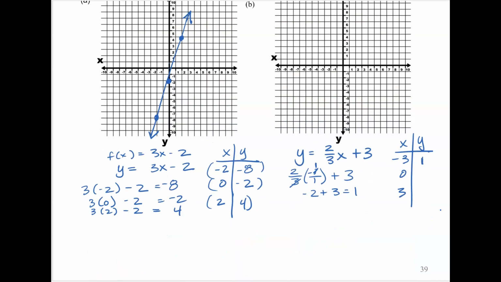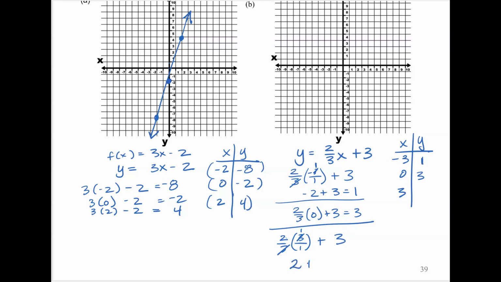Okay, and then I'm going to go ahead and plug in 0. So 2/3 times 0 plus 3, I end up getting 3. And then 2/3 times 3, or 3 over 1, plus 3. These cancel, and I'm left with 2 times 1 is 2 over 1, that's just 2, plus 3. And then I end up getting 5. So I have 3 ordered pairs: -3, 1; 0, 3; and 3, 5.